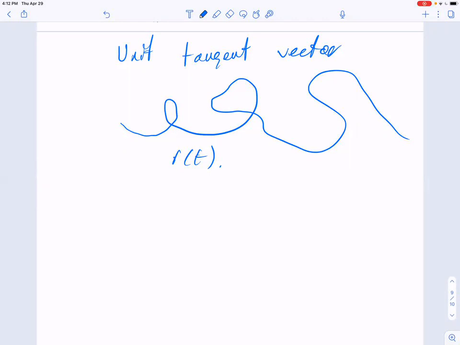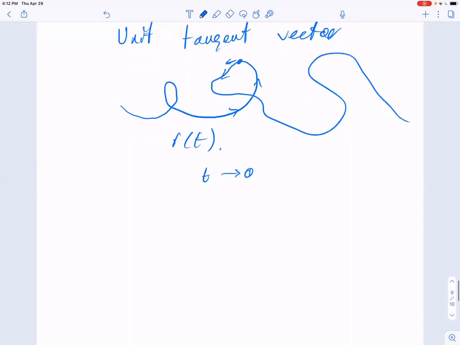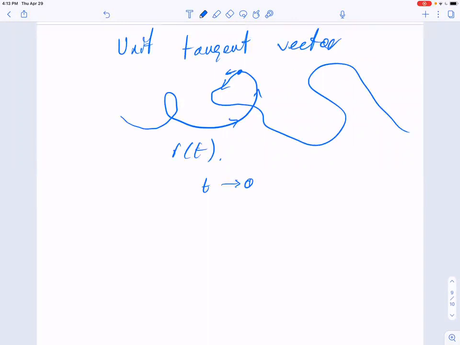So let's call this curve r of t. And what is the unit tangent vector? If we parameterize the curve so that as t increases we move this way along the curve, then the unit tangent at some point is just the direction that the curve is going at this point, all right? And I think one of the best examples to illustrate unit tangent vectors is the spiral, okay?